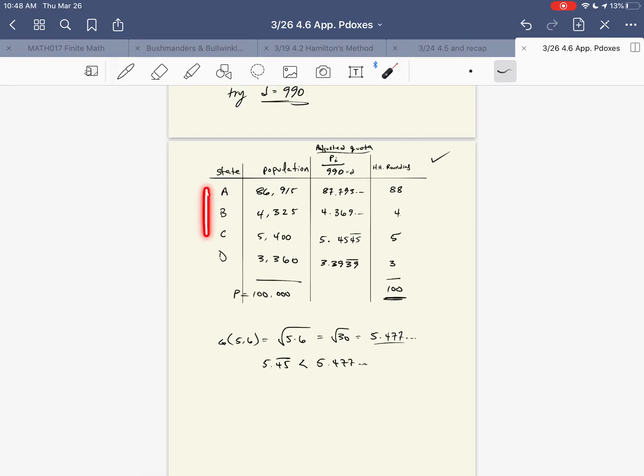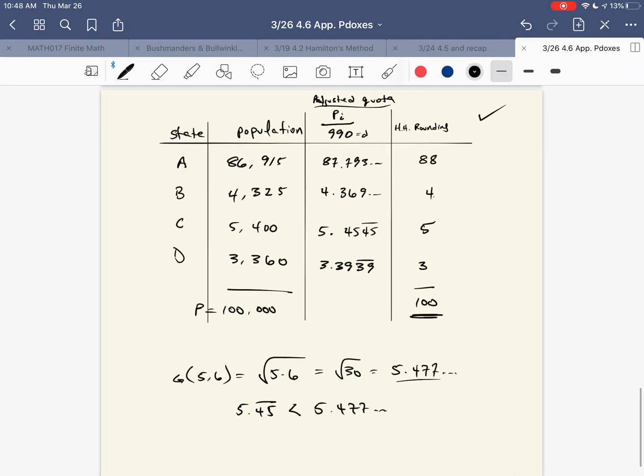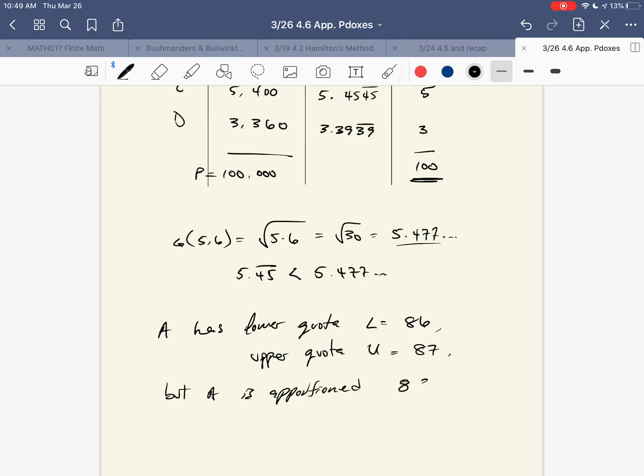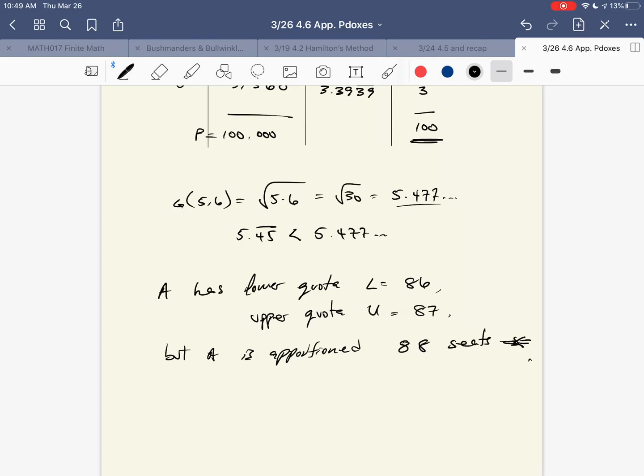Well, remember the quota rule says that every state should be apportioned either its lower or its upper quota. But look, state A has lower quota L equals 86 and upper quota U is 87, but A is apportioned 88 seats, and this is a contradiction. Good. Yes. So that's our counterexample. So Huntington Hill sometimes doesn't fit with the quota rule.